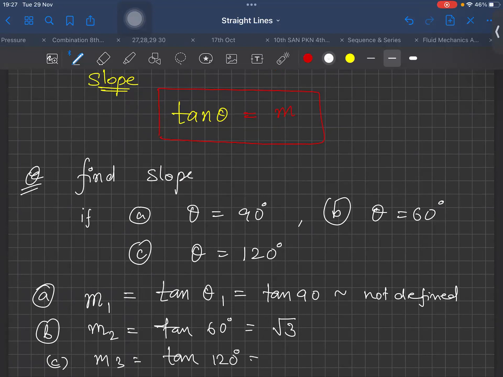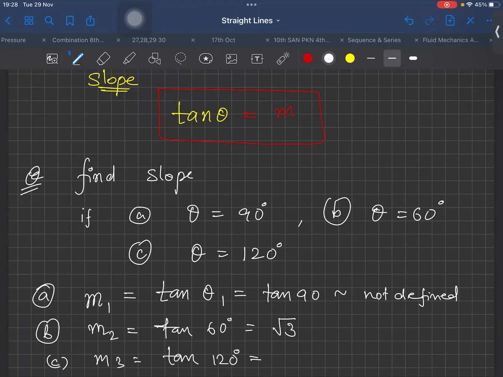C, m3 is tan 120 degrees. In trigonometry, I wanted to tell you how to find angles. For different angles, I have felt that you are having trouble finding the value of tan 120 degrees or 145 degrees. I'll try to manage a class, but you have to come to that extra class. I have made a really good note that will help you.